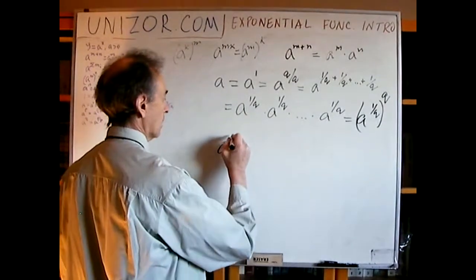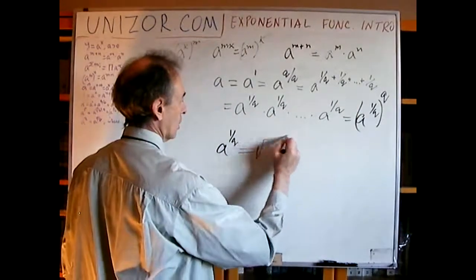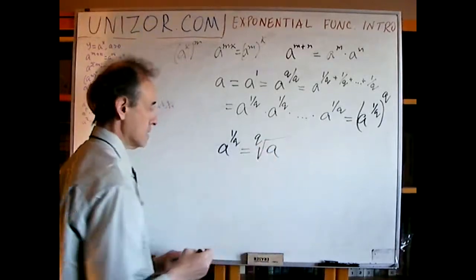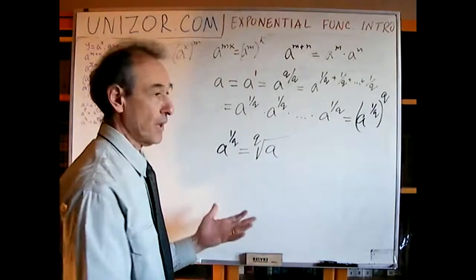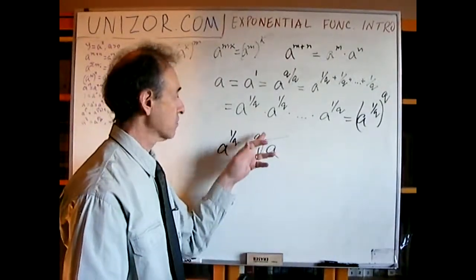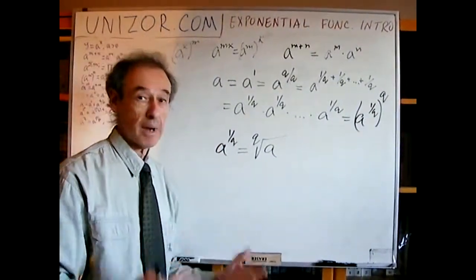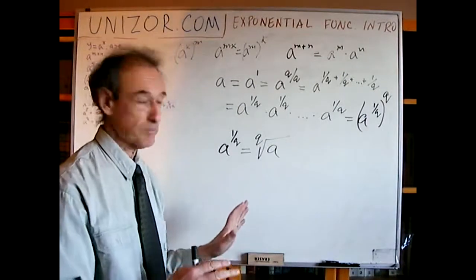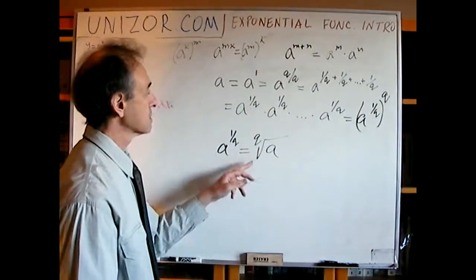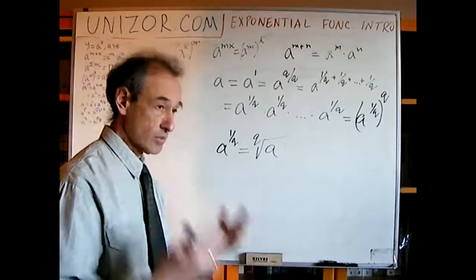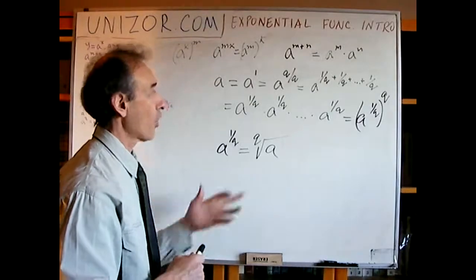So a to the power of 1 over q is equal to the qth root of a. We all know what the qth root of a is: it's defined as the number which, raised to the power of q, gives a. So that's what a to the power of 1 over q is by definition. Again, this is a definition, it's not a proof. The definition of a to the power of 1 over q, where q is a natural number, is the qth root of a. It's a reasonable definition because the same property is preserved.